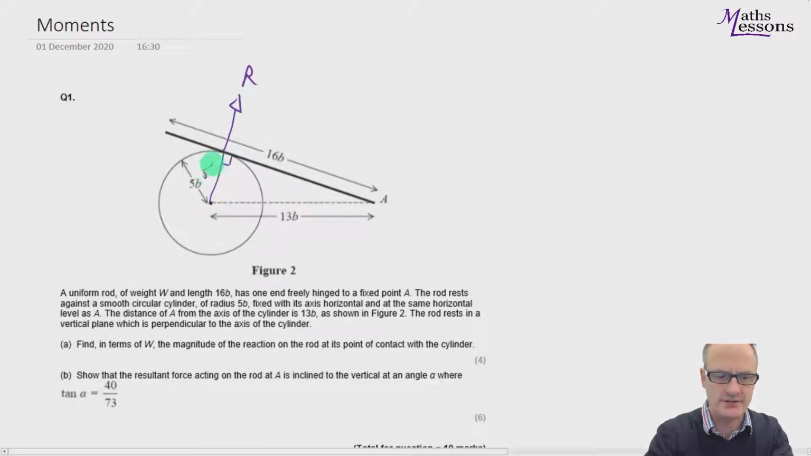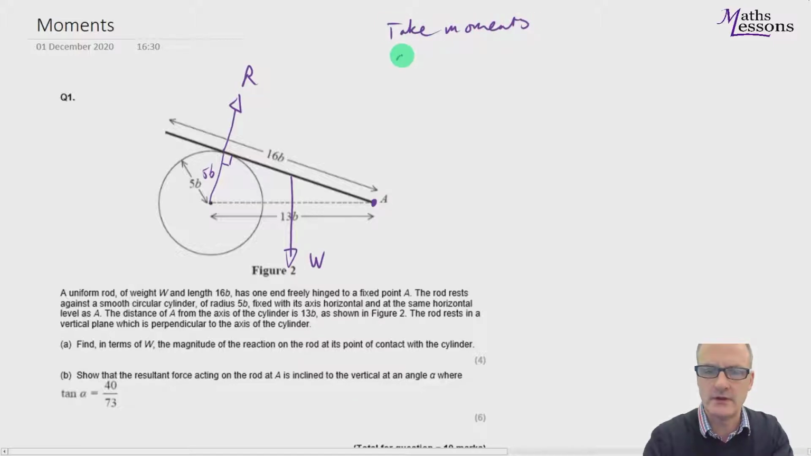And the length of this is going to be 5b. We're going to have the weight acting straight down. Okay, and we're basically going to take moments about A. So let's just take moments about A. Let's do it that way.